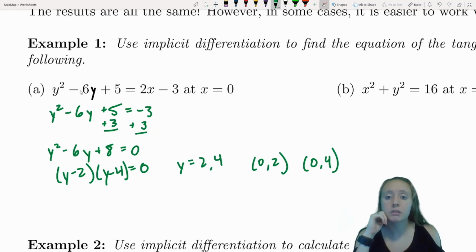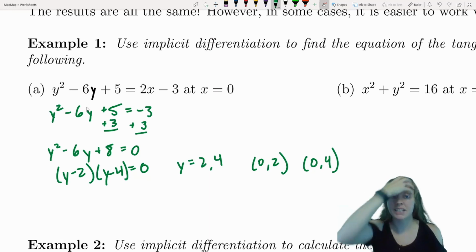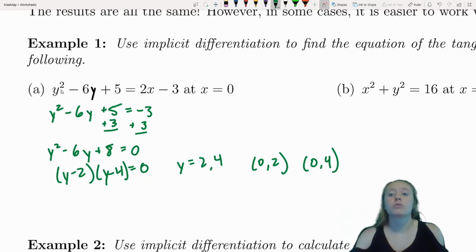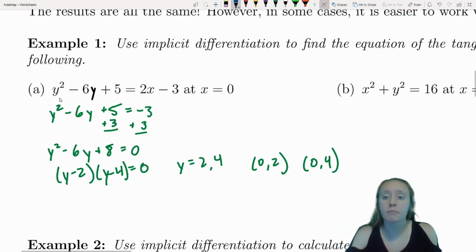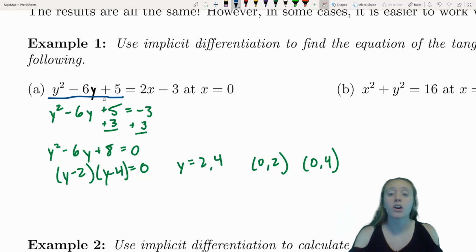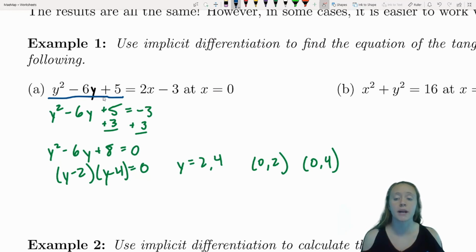So what I'm going to do is find the derivative. And how are we going to do that? Implicitly. So the derivative of the left side of my equation first is going to be the derivative of y squared minus the derivative of 6y plus the derivative of 5, all with respect to x. And remember, as long as we're not taking the derivative with respect to the same variable, we're going to need to remember the chain rule.